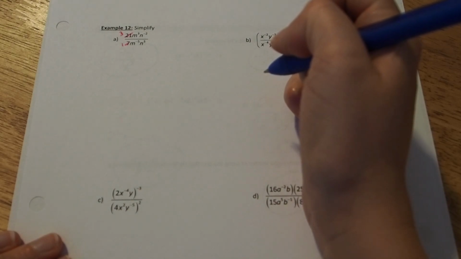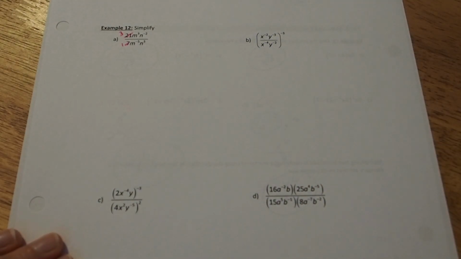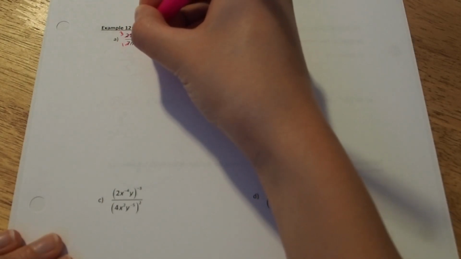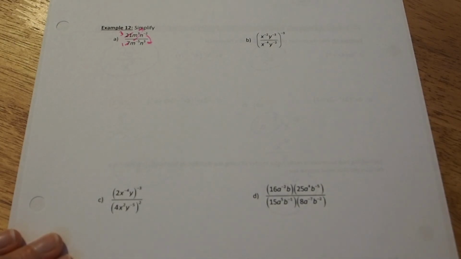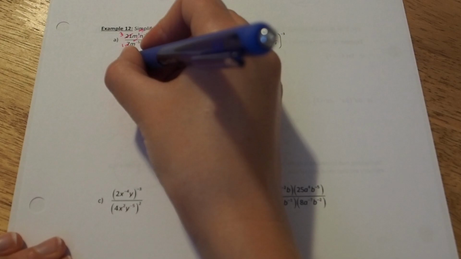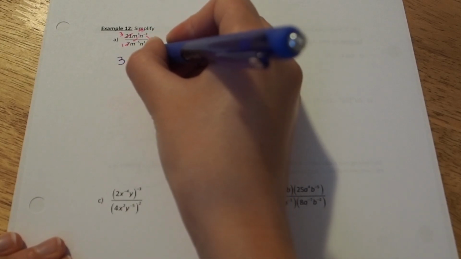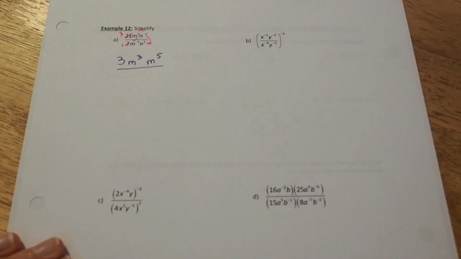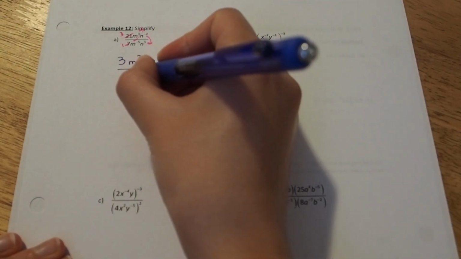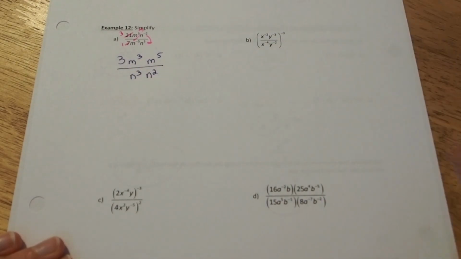Then, before I simplify the m's or the n's, I like to move my negative values because it's easier for me to work with positive values than to work with negative values. So I'm going to simplify and say this is 3. M to the third, I'm going to move n to the fifth also into the numerator over 1. I don't need to write the 1. I'm going to have n to the third in the denominator. I'm also going to have n squared in the denominator.